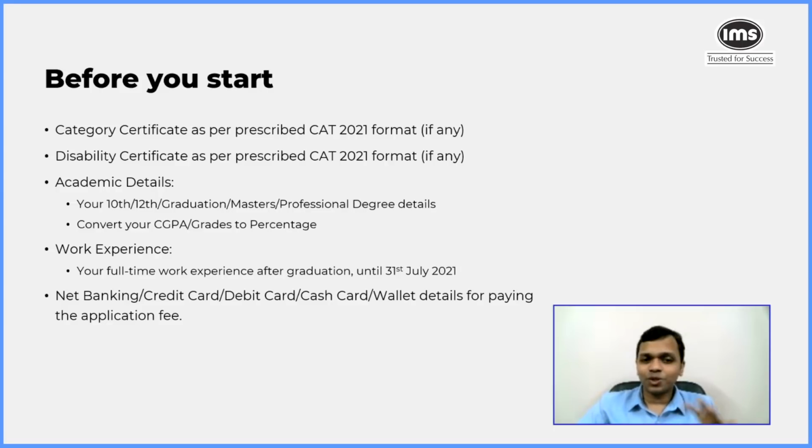Now, once you have collated all these documents, once you are ready to go, we can jump to the CAT form and then start filling it. So keep this ready. Let's go to the CAT form.